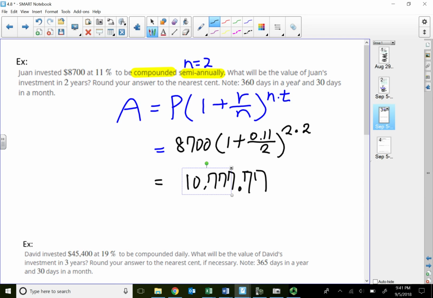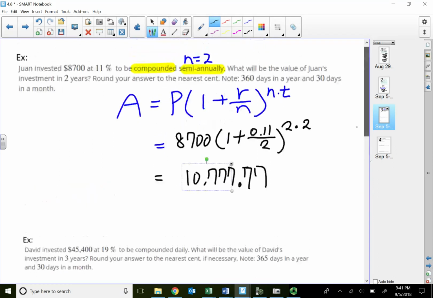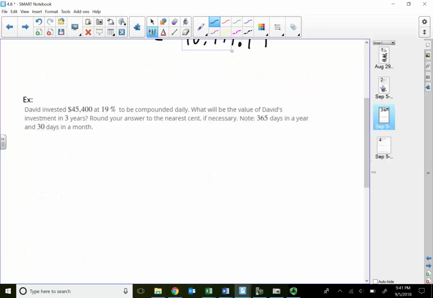Okay, what would be the value of Wang's investment in 2 years? So that will be the total amount. His investment will be worth slightly over $10,000. This one is not asking for interest, so this is my answer, the total amount. All right, so this one is compounded daily. So watch. Note there are 365 days in a year. So daily, this time I want you to use 365.